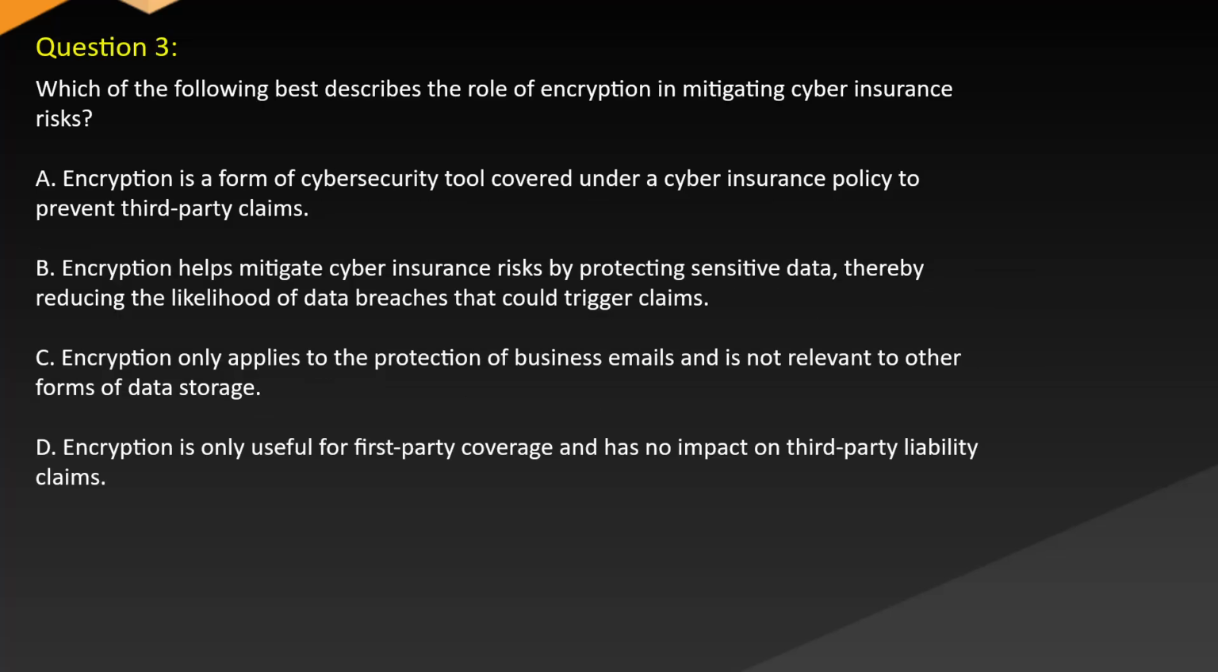Question 3. Which of the following best describes the role of encryption in mitigating cyber insurance risks? A. Encryption is a form of cybersecurity tool covered under a cyber insurance policy to prevent third-party claims. B. Encryption helps mitigate cyber insurance risks by protecting sensitive data, thereby reducing the likelihood of data breaches that could trigger claims. C. Encryption only applies to the protection of business emails and is not relevant to other forms of data storage. D. Encryption is only useful for first-party coverage and has no impact on third-party liability claims.